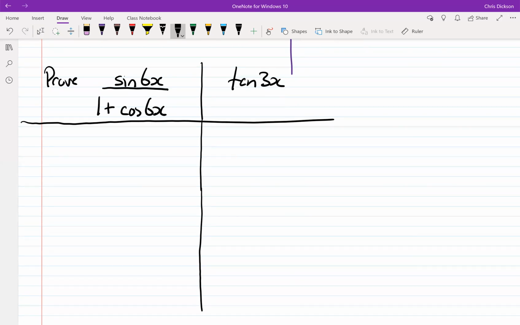And now I want to kind of think about identities here. So I noticed that in these trig terms, I've got this side having a 6x and this side having a 3x. So if I'm going to change this left side into the right side, I got to somehow deal with that. I got to somehow make that 6 into a 3, which really has to do with my double angle identities. So there's my two identities there.